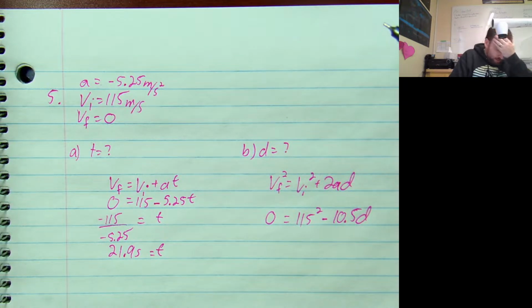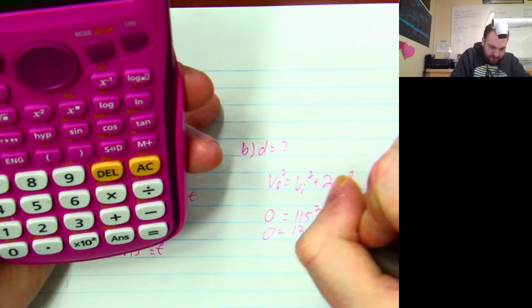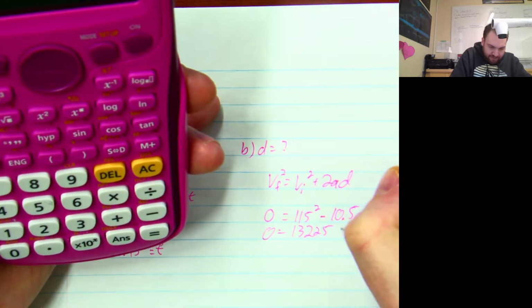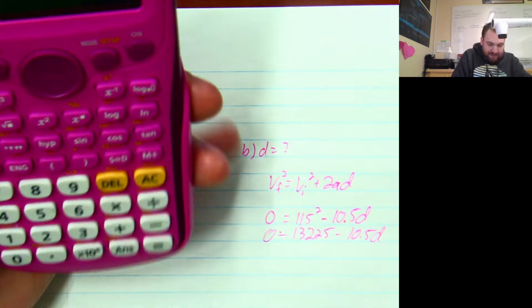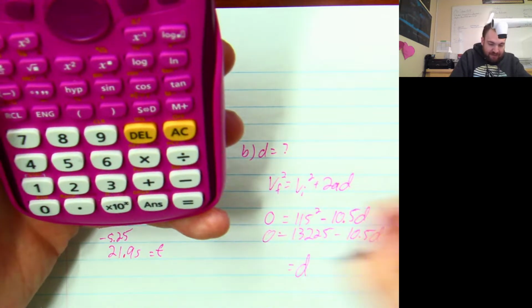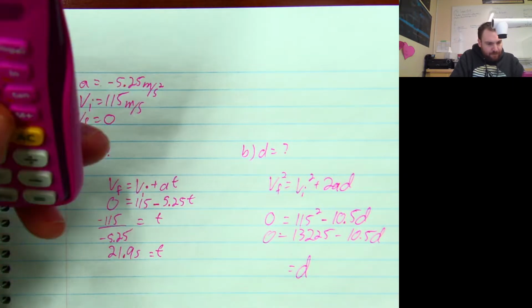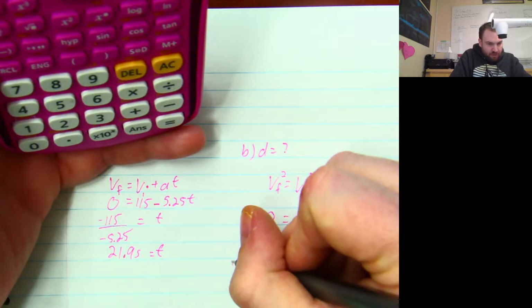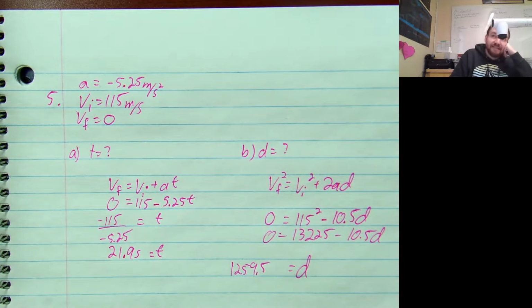So 115 squared is not something I can do nicely in my head. So that's going to be 13,225. 13,225 minus 10.5D. So I'm going to subtract that over, and I'm going to divide by 10.5. I'm going to get that D is equal to a weird fraction, 1259.5. And that distance is in what units?